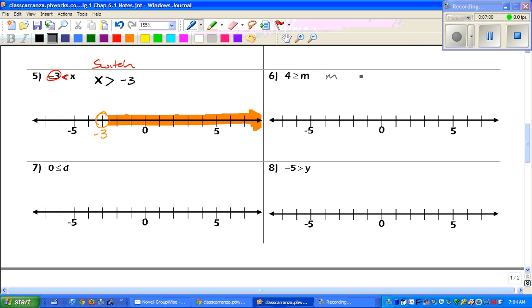So for this one, we have to switch. Pac-Man is eating the 4, and we're going to make sure that if it's got the line underneath it, we keep that, because this is saying that it is less than or equal to. So we have to close it, and then we shade to the left.